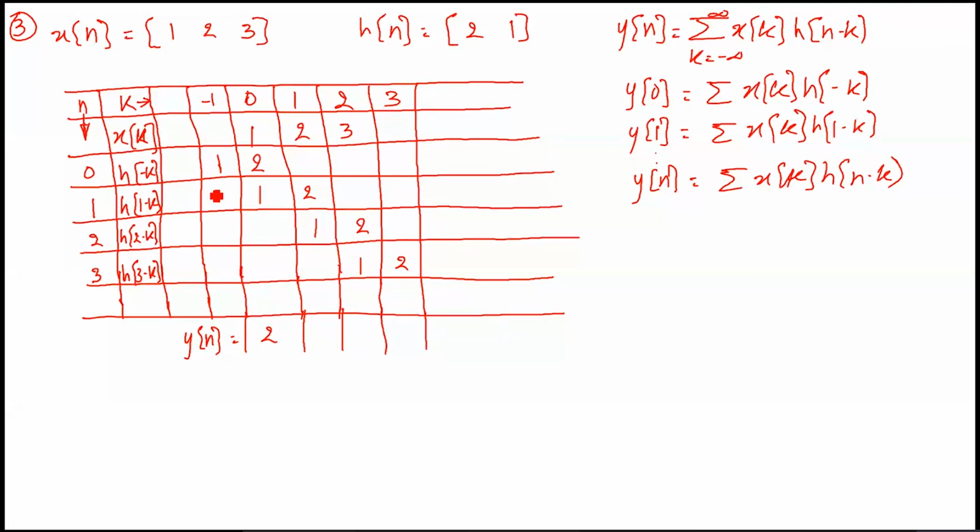So let's do this other one for n equal to 1. This will be h of 1 minus k with x of k. If you see, we have two overlapping terms. This will become 1 into 1 plus 2 into 2. So 1 plus 4 makes it 5. We end up getting the value 5 right here. And similarly, if we see the next term where n is 2, it will be this multiplied by this. Here we have two overlapping terms again, 2 multiplied by 1 plus 3 multiplied by 2.